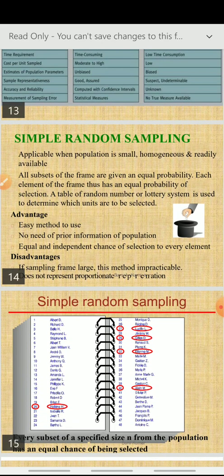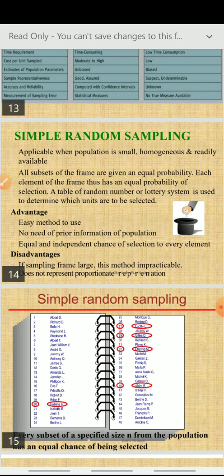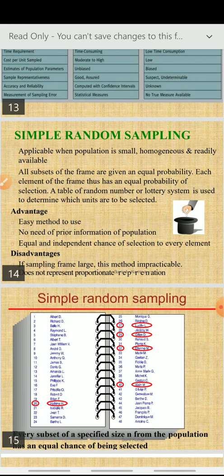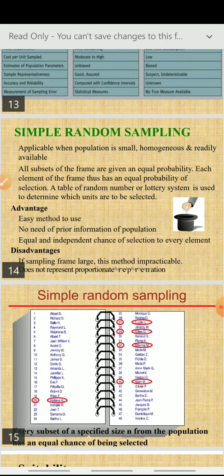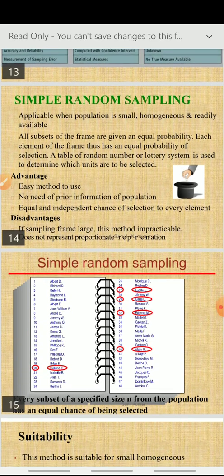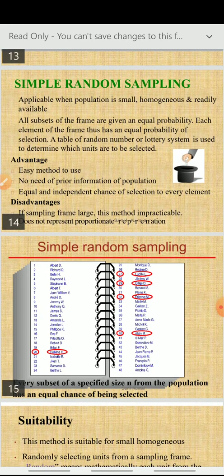So we'll do firstly simple random sampling. Simple random sampling is used when the population is small, homogeneous, and readily available. All subsets of the frame are given an equal probability. Each element of the frame thus has an equal probability of selection. For example, a table of random numbers or a lottery system. A chit system is used to determine which units are to be selected.